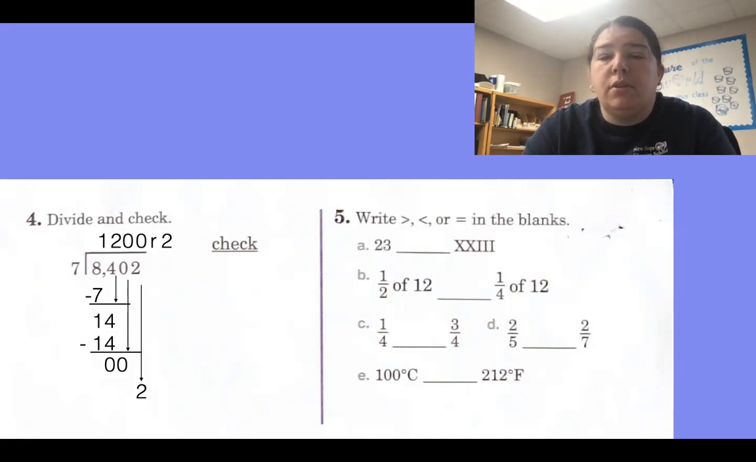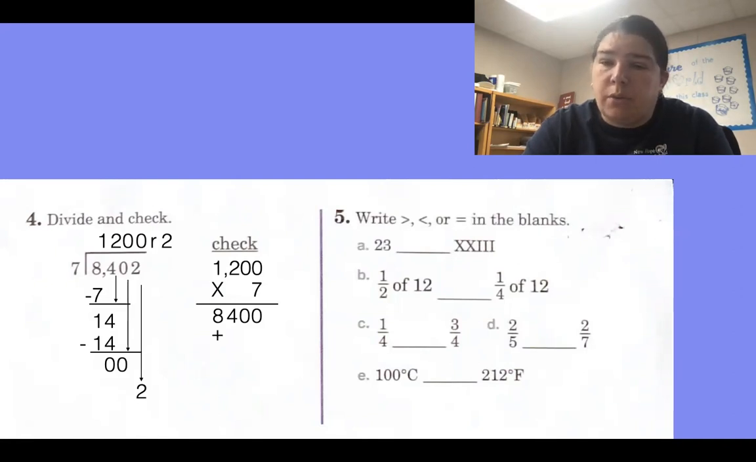When you do check, you need to multiply. You take the 1,200, which was your answer, and multiply it by 7. When you do that, 0 times 7 is 0. 0 times 7 is 0. 2 times 7 is 14. Put down the 4, carry the 1, and 7 times 1 is 7 plus 1 is 8. Now, 8,400 is not the same as 8,402. But we forgot to add in our remainder. When you add in the remainder, you should get the exact same number.